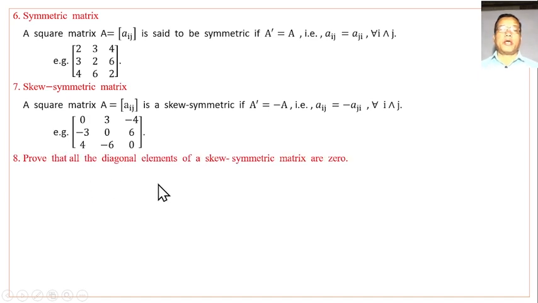Prove that all the diagonal elements of a skew symmetric matrix are 0. Skew symmetric matrix. That is proof. Let A be a skew symmetric matrix.